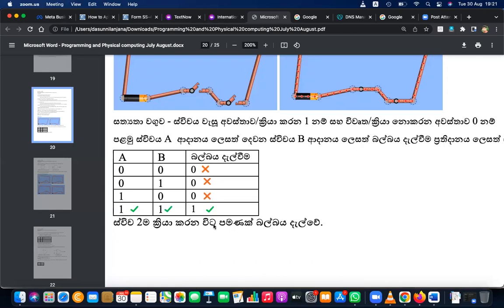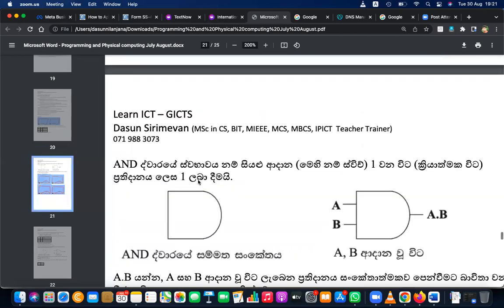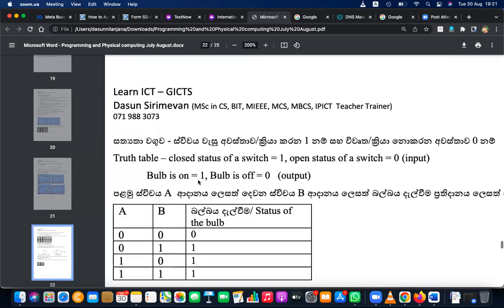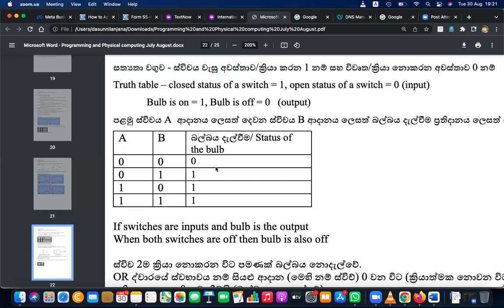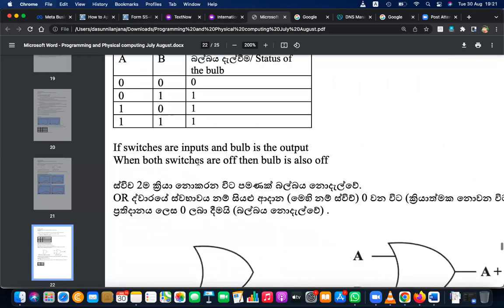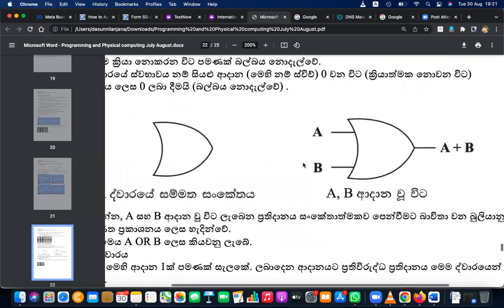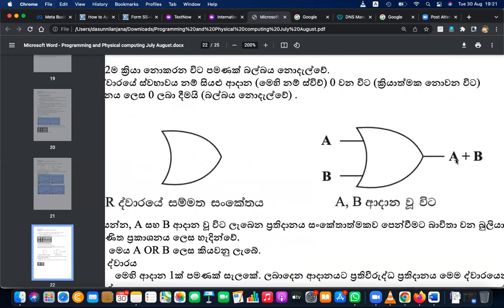Here? 0001. The other one, 1000. Sorry, 011. That one is 0001. This one is 011. That means if both are not working, then the bulb will not work. That is the OR gate. We denote this by this symbol, and this is how you are writing that.